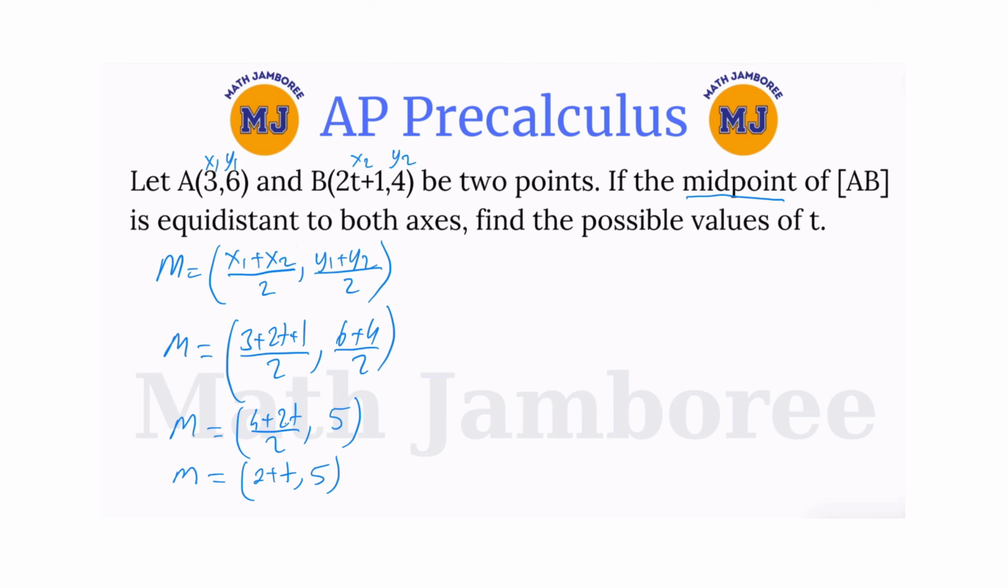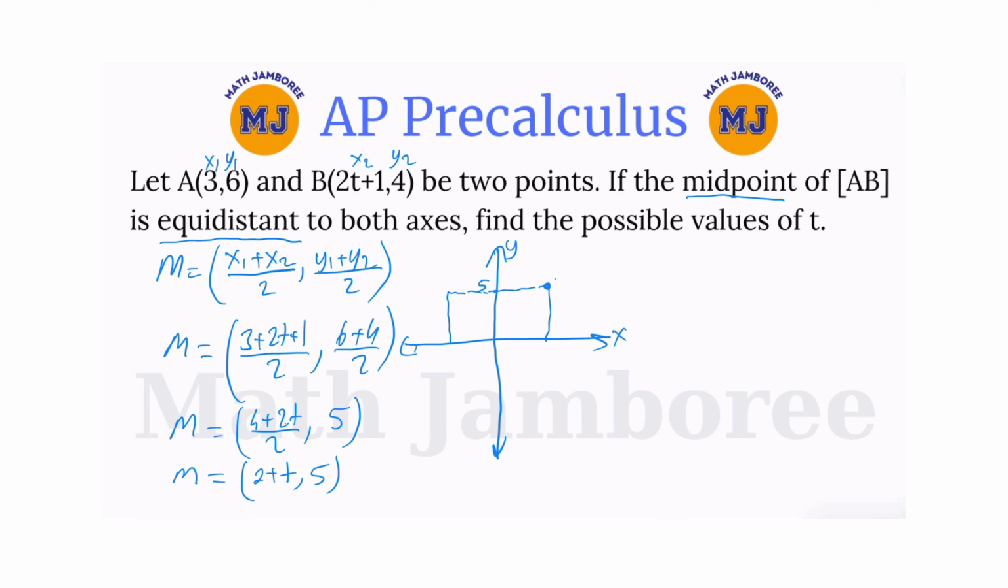And they're saying that the coordinates of the midpoint are equidistant from the axes. So what does this mean? Let me draw a coordinate plane and try to explain this here. X and y value. We know the y value of the midpoint, which is 5. But the x coordinate is given as 2 + t. Is it a positive x? Let's see, is this point here? Or it can also be a negative value.